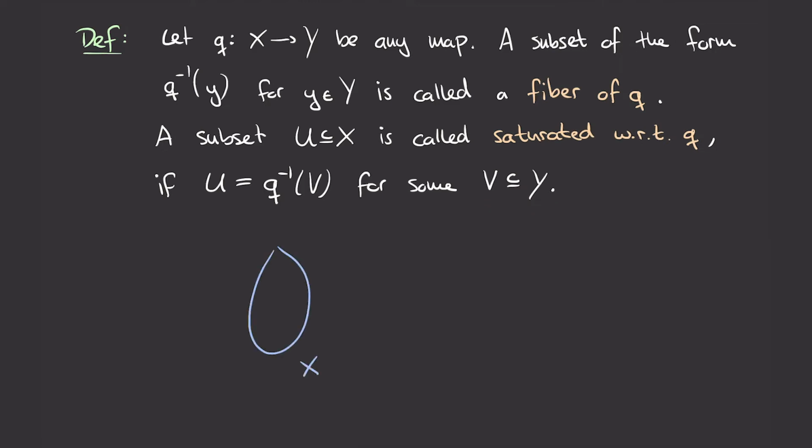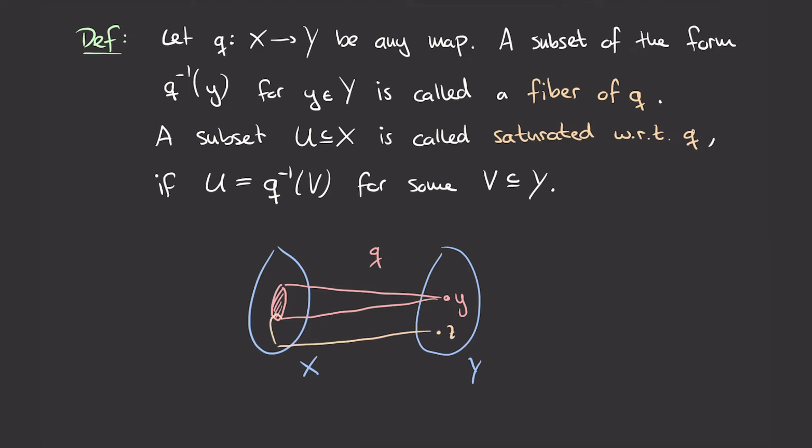So here we have our set X, and here we have our set Y. Now suppose we have some point y in Y, then we can consider the fiber over y, which are all the points in X which map to y via Q. Maybe we also have some second point z, which will have its own fiber. Maybe it looks like this.